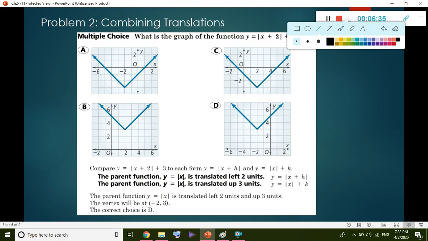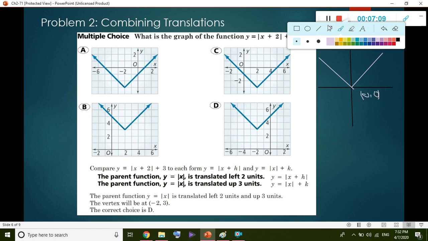Let's say that this is the graph. Originally, the parent graph is going to be this way, so the vertex is going to be here at 0, 0.